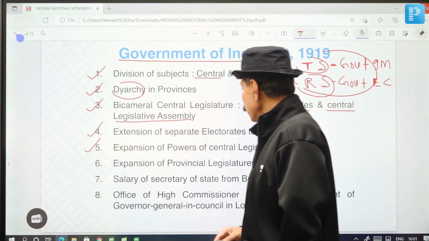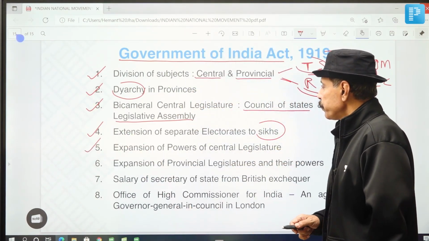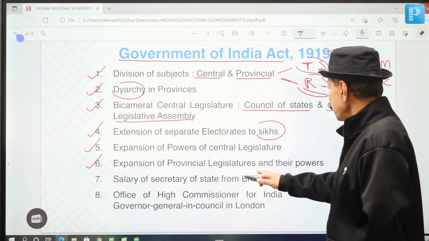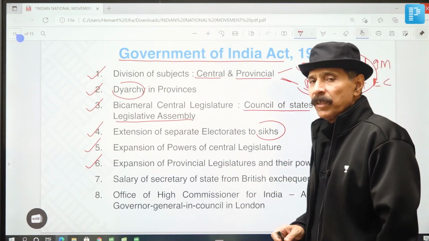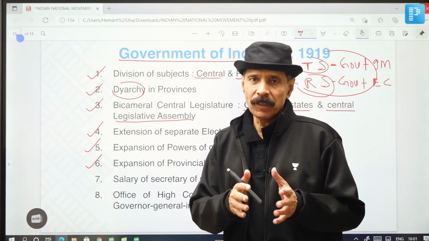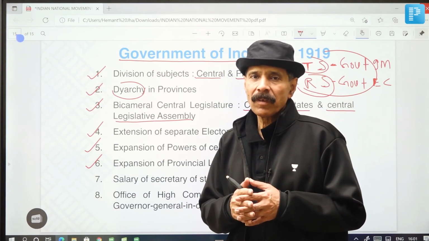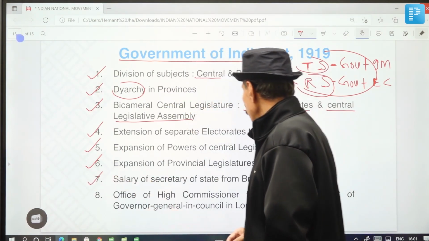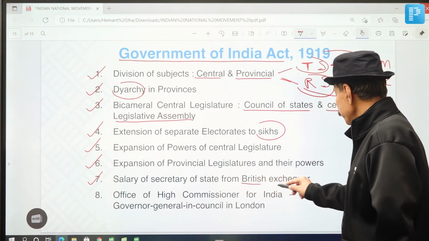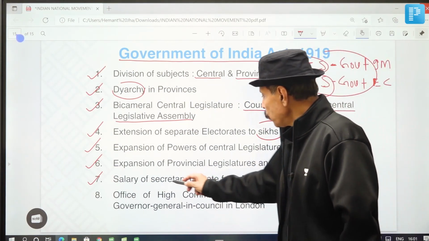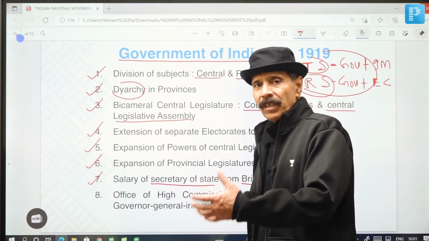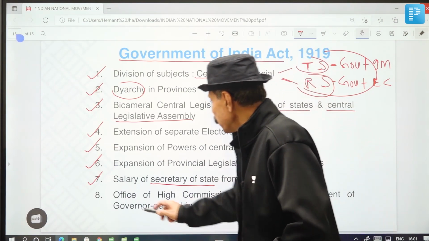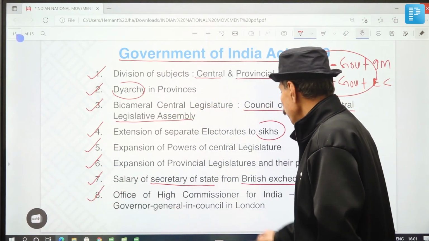5. Expansion of powers of central legislature. And 6. Expansion of provincial legislatures and their powers. This means the strength of both central and provincial legislatures were increased and their powers were also increased. Next is salary of Secretary of State from British Exchequer. Before this, the salary of Secretary of State was given from Indian Exchequer, means this was out of Indian revenue. And last, Office of High Commissioner for India.